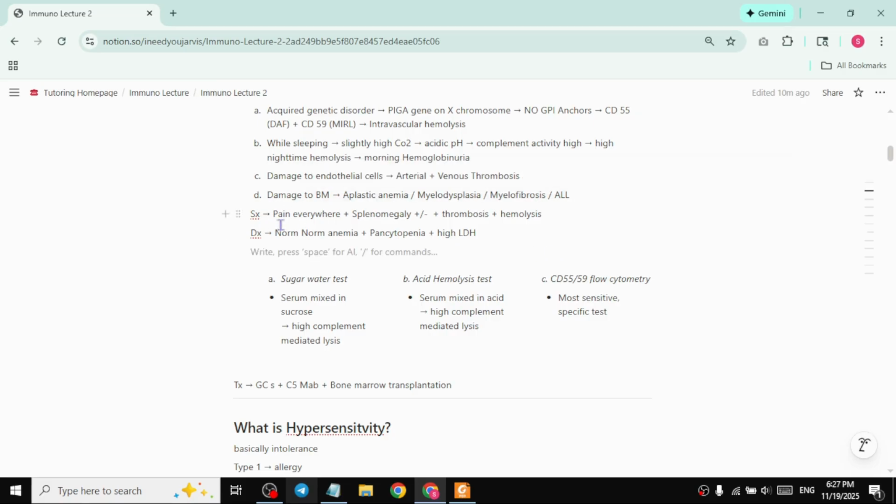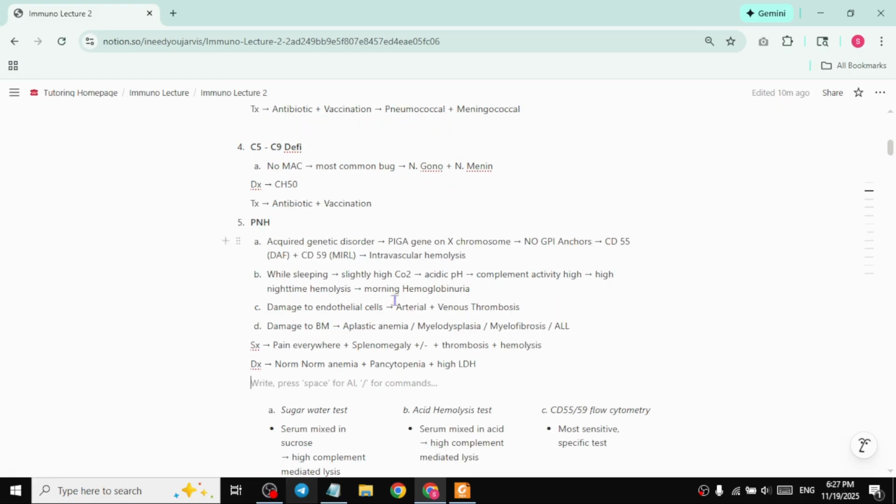Okay? The signs and symptoms are usually, the pain is everywhere because you're damaging blood vessels everywhere, right? Then you see splenomegaly, right? Usually splenomegaly happens because either you're destroying a lot of RBCs and it's taking place in the spleen, or you have something like this where it's intravascular, where the proteins and all the recycling of those components are going to happen in the spleen, right? And then you see thrombosis slash hemolysis. Both of them are going to be seen.